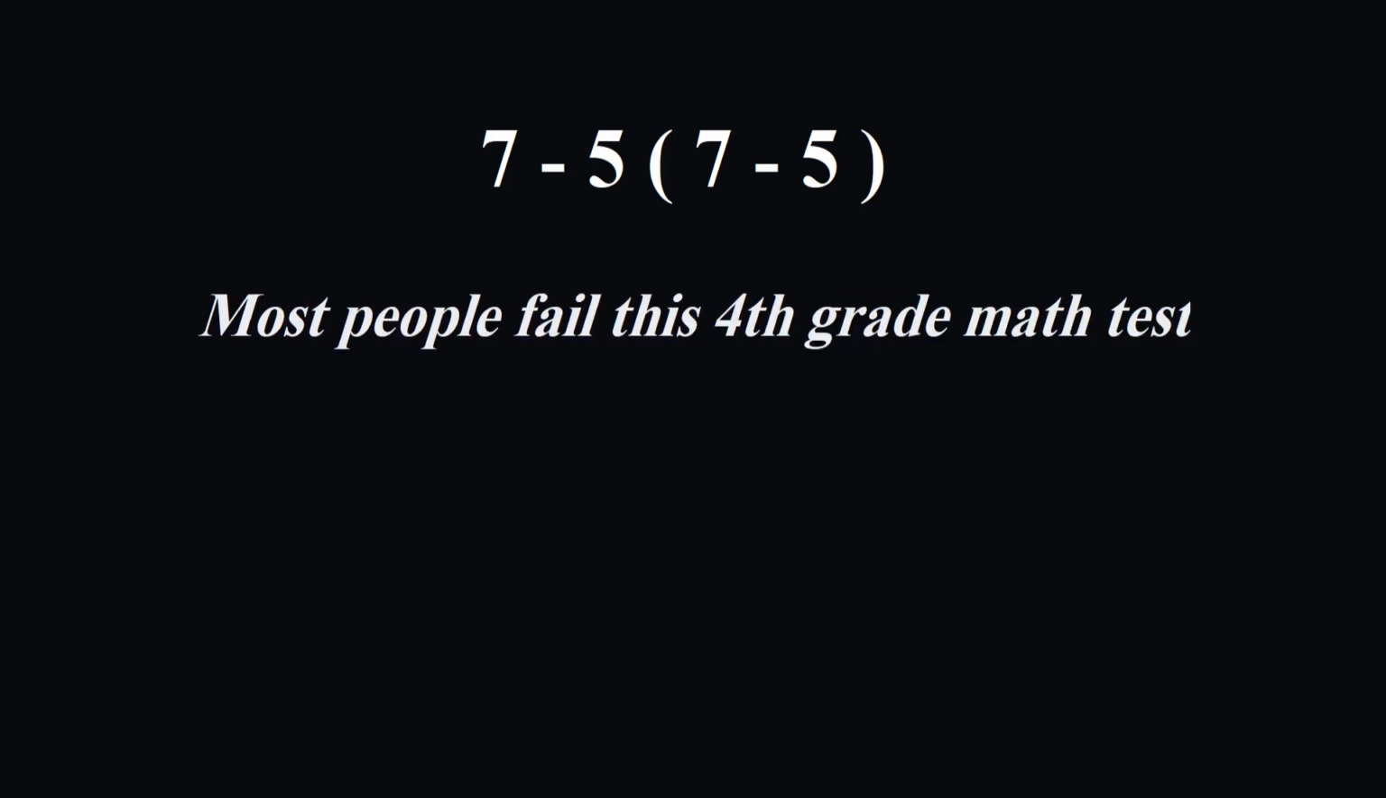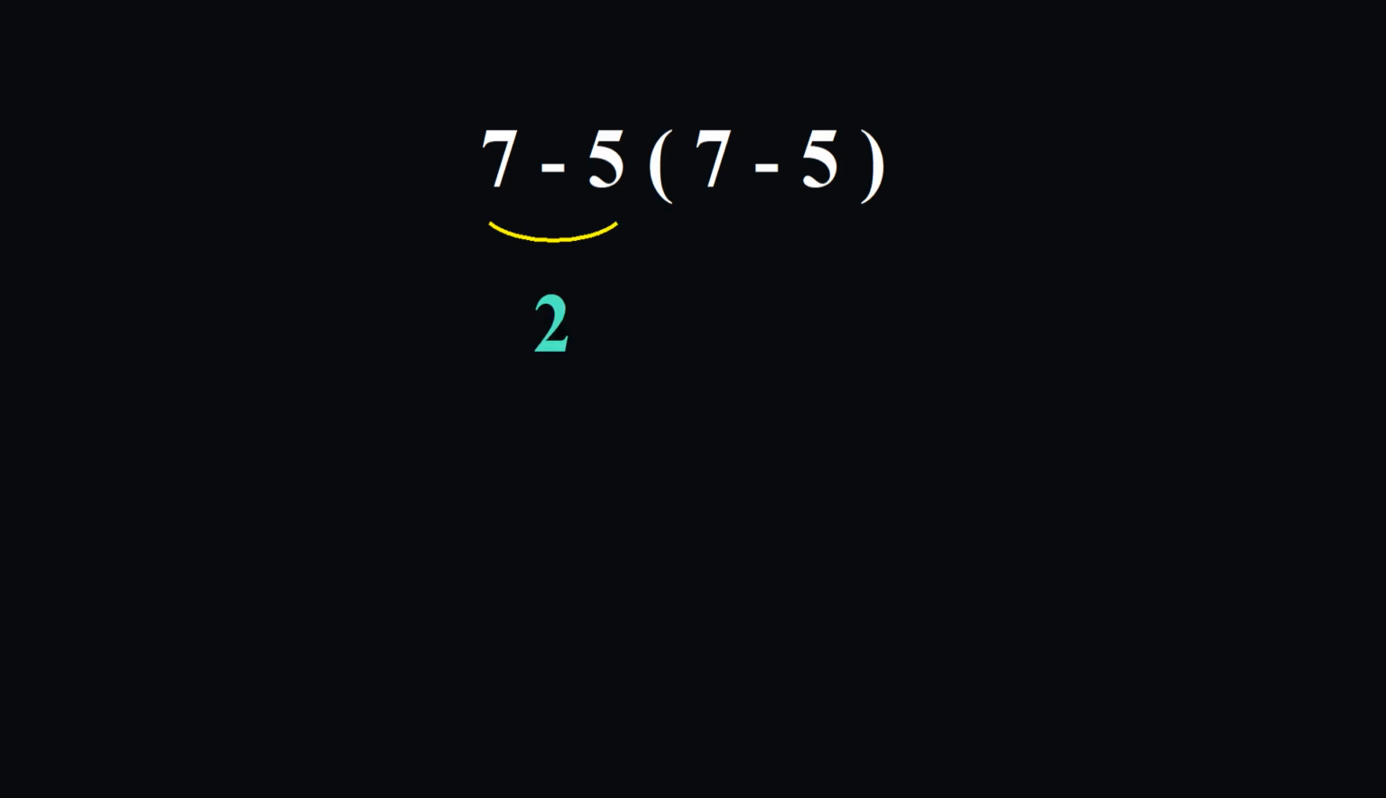In today's stream, 7 minus 5, which equals 2, times 7 minus 5, which equals 2. Now we have this problem, 2 times 2, which equals 4. But this answer is not correct, because according to the order of operations, we have to work on the parentheses first, then work on multiplication, and at last work on adding and subtraction. So first we do this subtraction, then this multiplication, and at last this subtraction.